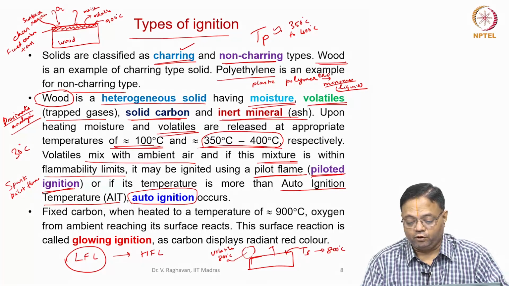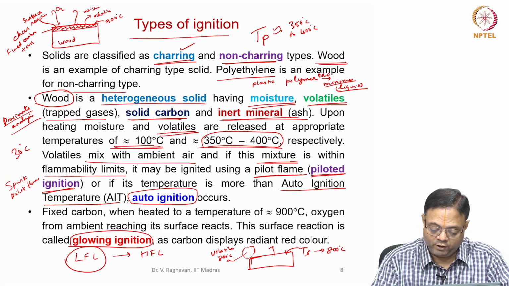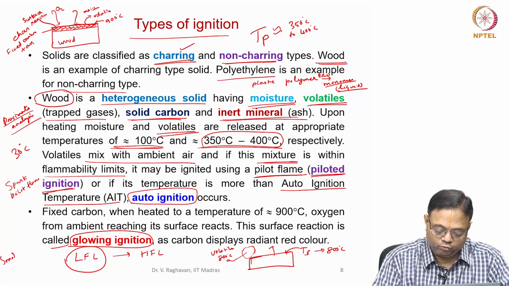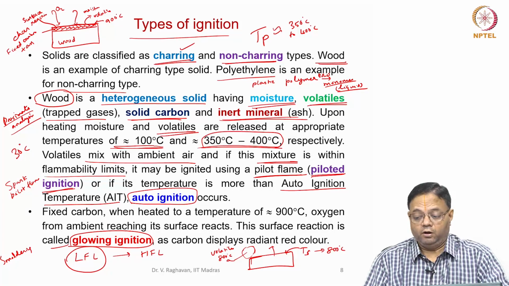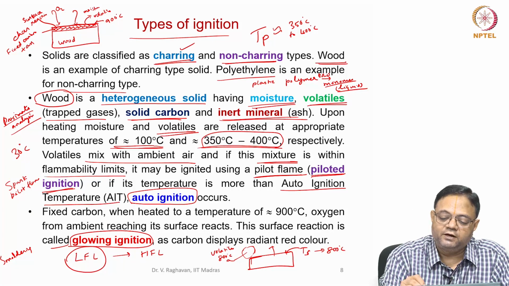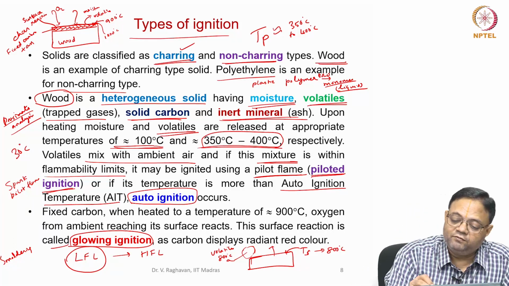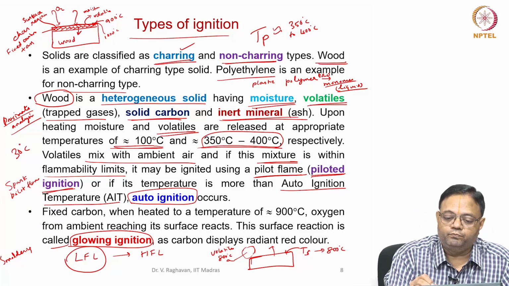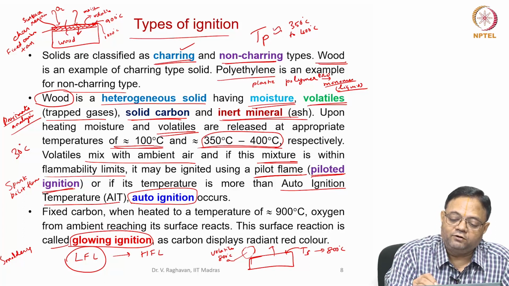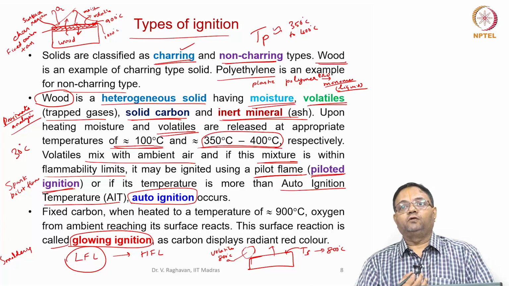We have already seen this, glowing ignition or smoldering, which will occur once it is heated to 900 degrees. Now please see that due to the oxidation, the surface temperature can still increase to, say, 1000 degrees, etc. This will heat up the raw wood present below the char layer, and volatiles will be released. These volatiles will be at a higher temperature, and a flame can be formed due to the release of the volatiles because of auto ignition now.